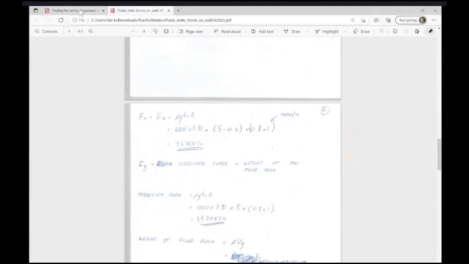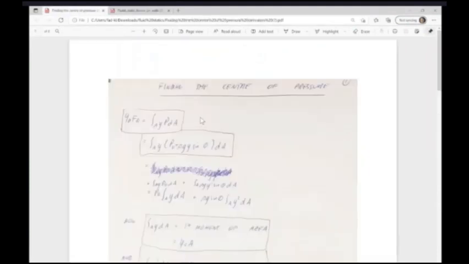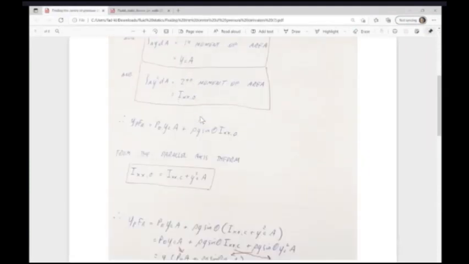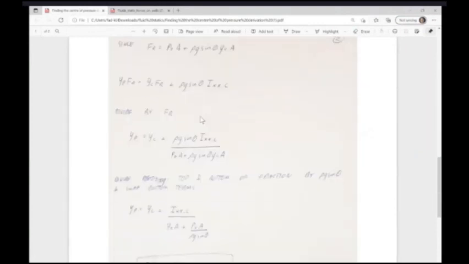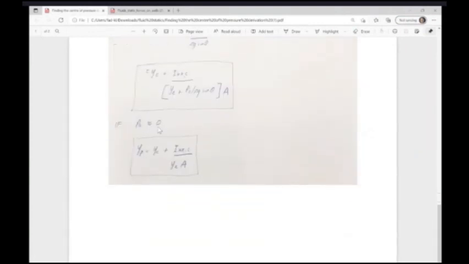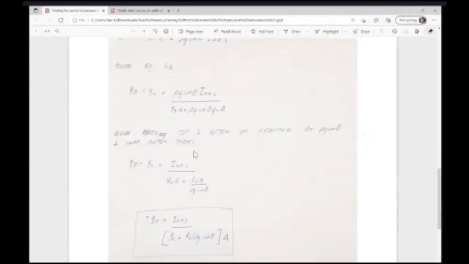What I will also upload is this PDF here, which I went through earlier, which shows the derivation of how to calculate the location of the centre of pressure, so that you can work your way through that and check that you're happy with that.